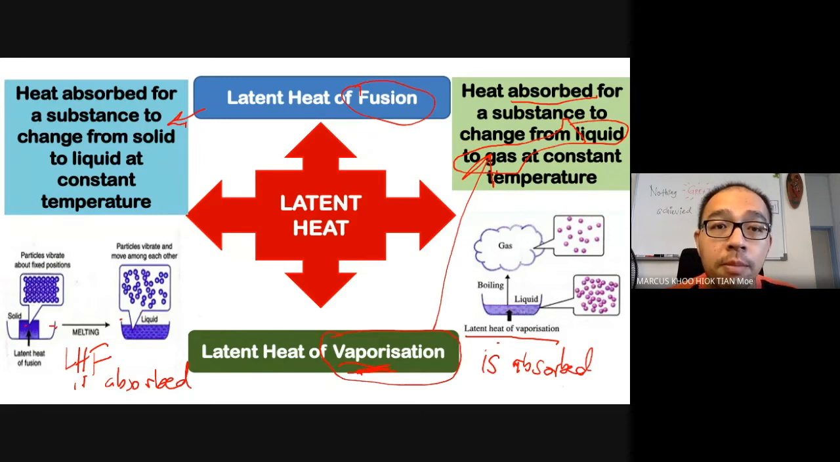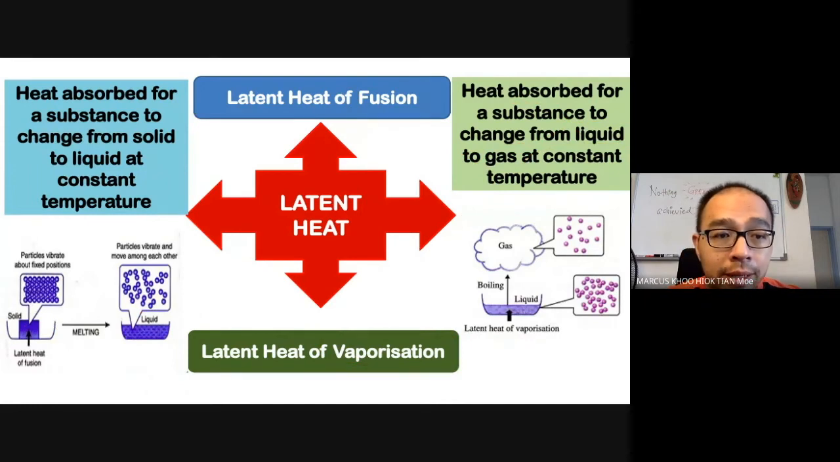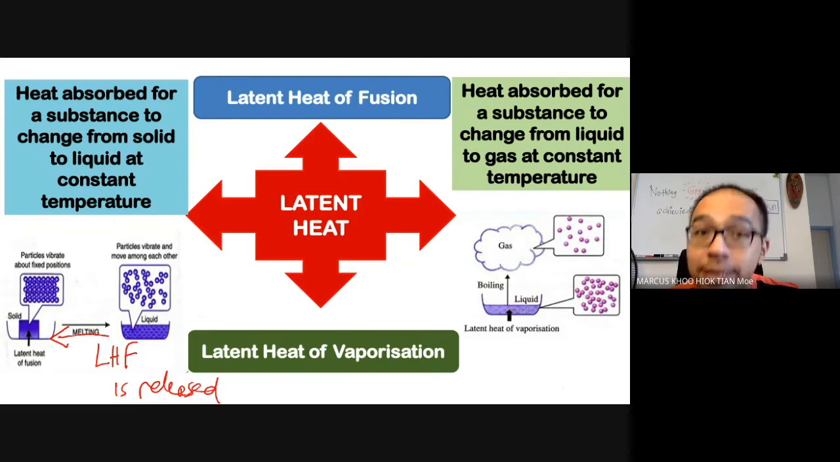Okay, but what if it is the other way around? What if liquid is changing to solid? What if you freeze water and it becomes ice? What happens over here is that the latent heat of fusion is released. You release heat in order to change from liquid to solid. When you get colder, you release heat.